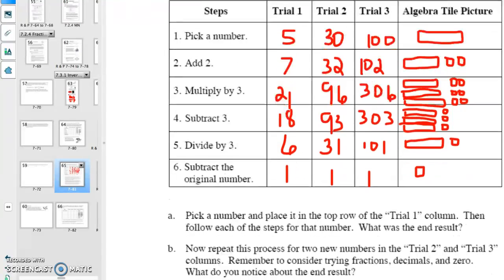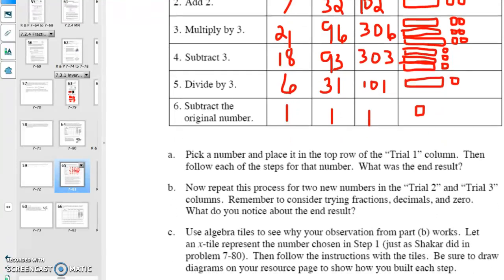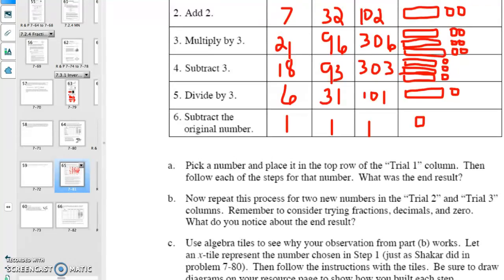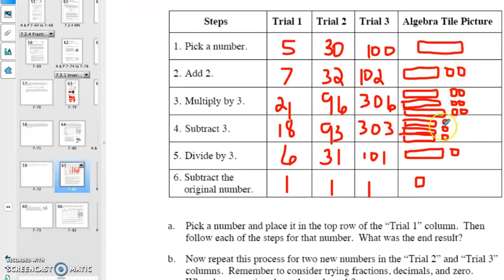The A, B, C, and D were just asking you to fill out the chart. D just says explain how the algebra tiles help show that your conclusion in part B will always be true no matter what. Well, when I filled out these algebra tiles, no matter what the number is that I pick, notice that I end up with 1 unit square left. So I know that I'm always going to have just 1 unit square. Again, you can pause this so you can see my work and compare it to yours. If your algebra tiles look different than mine, please make that change in your notes.